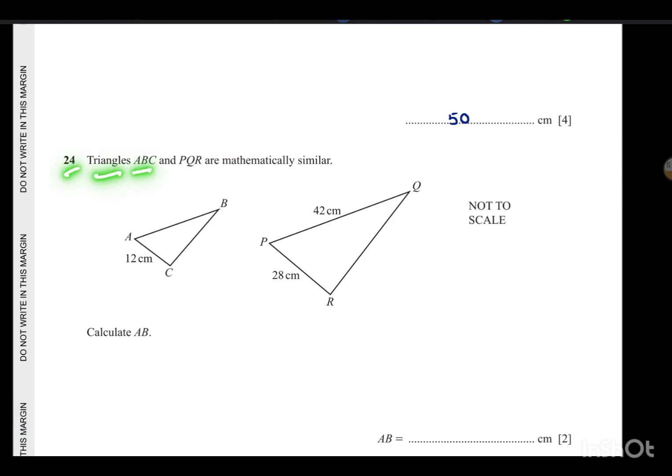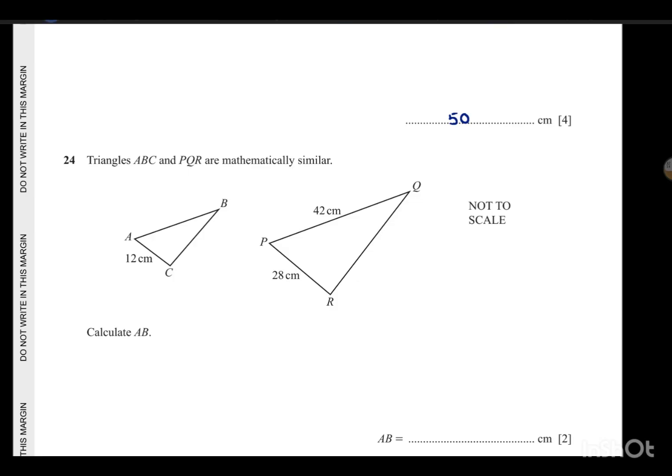Triangles A, B, C and P, Q, R are mathematically similar. So these two triangles are similar. Calculate AB. We need to find out this side. Whenever any two shapes are mathematically similar, the ratio of their corresponding sides is always equal.